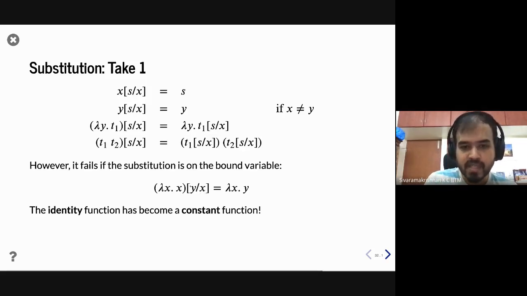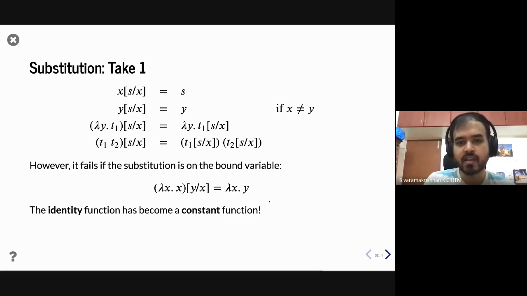Abstractly, if I replace x with y in this function, this identity function becomes the constant function. These two are not alpha equivalent, for example. In OCaml, this would be a function that always returns, say, 0 and ignores the argument. And this is not what we want. This is breaking the meaning of substitution.